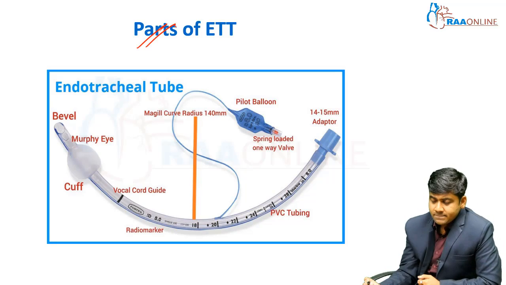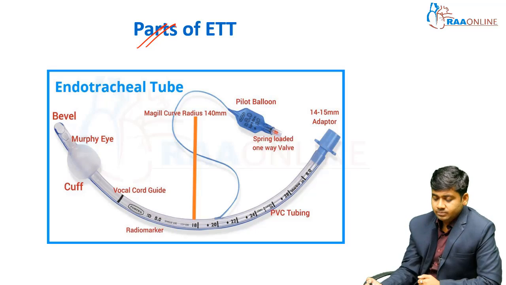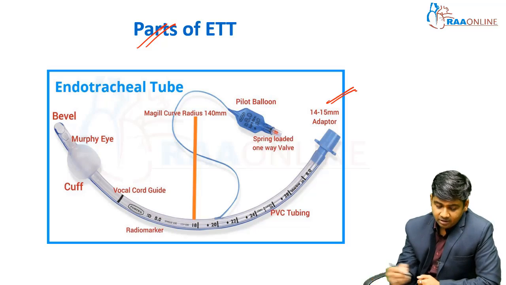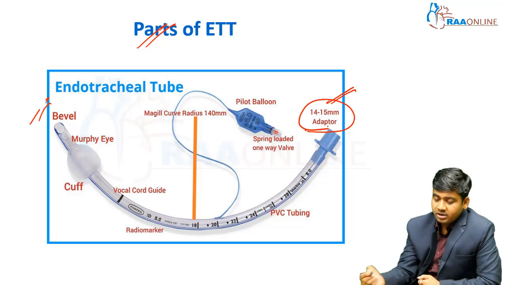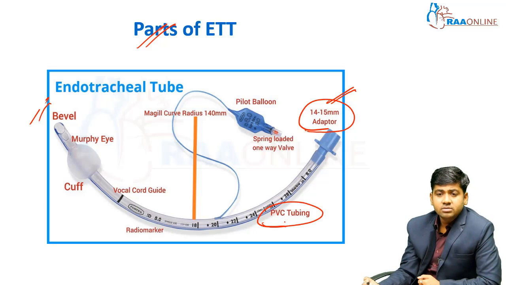So coming to the parts of the endotracheal tube. Whenever you hold an endotracheal tube in the viva, the first question is: name the parts of the endotracheal tube. Here the parts are divided into two: one is the machine end, another one is the patient end. In the machine end, we have a standard adapter that is 15 millimeter in diameter. It is made of PVC.